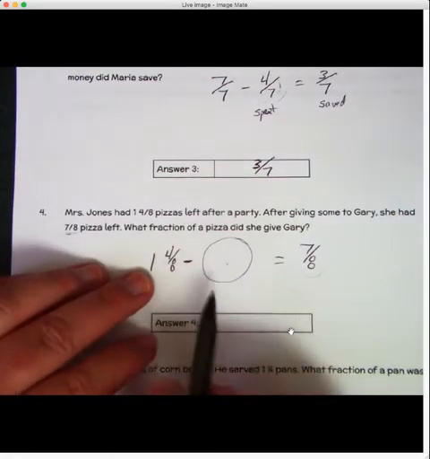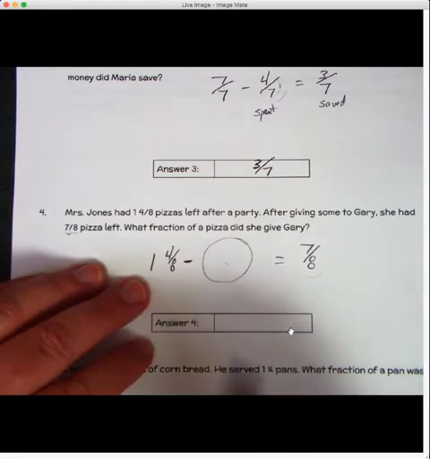Well, we're going to do this just like we did our subtraction problems the other day. We're going to make this 1 4/8.